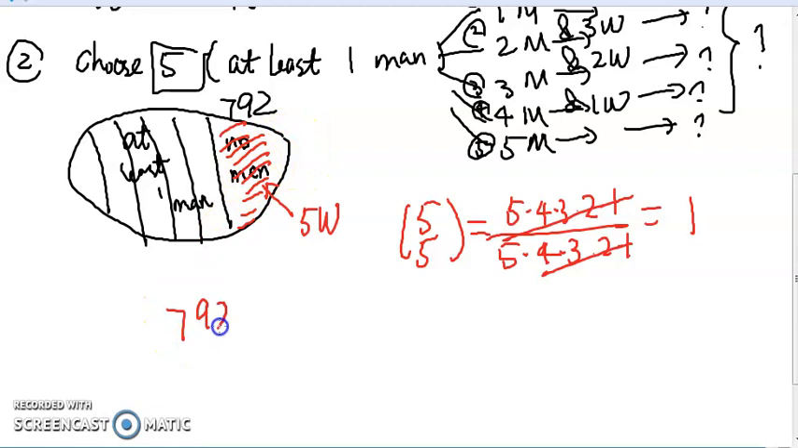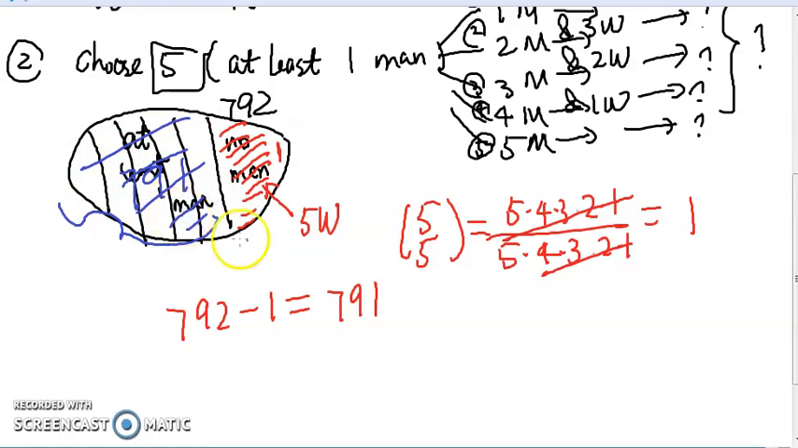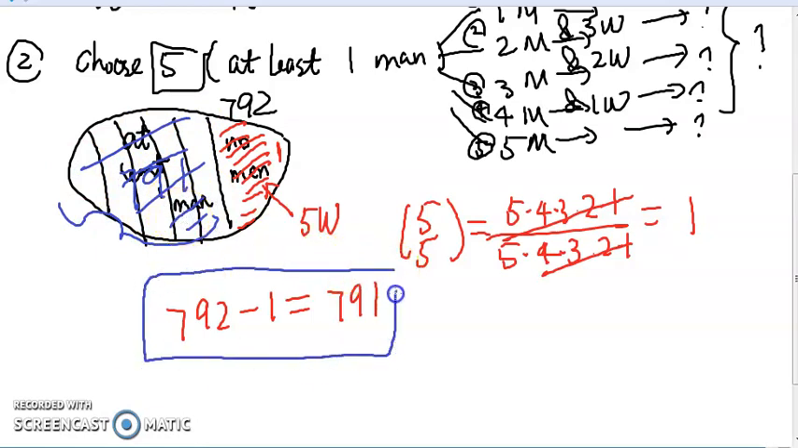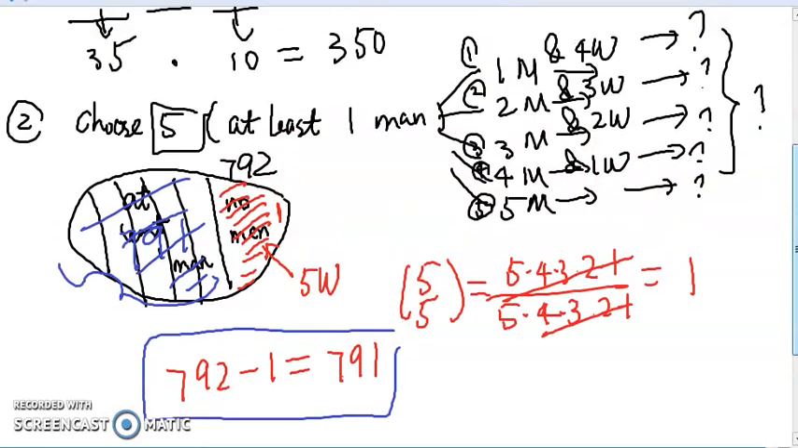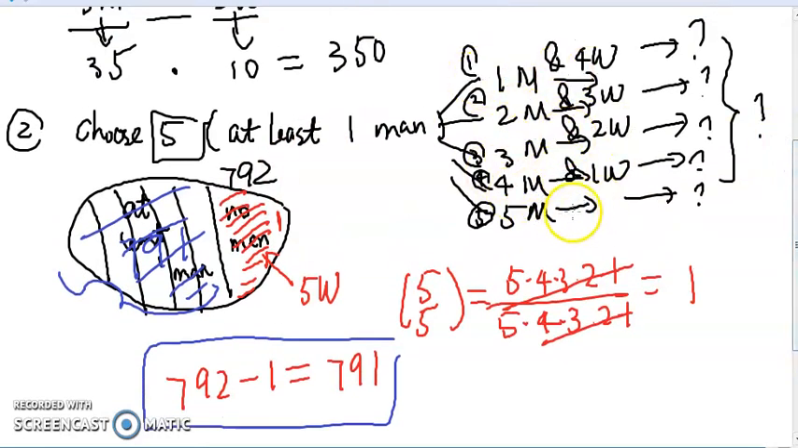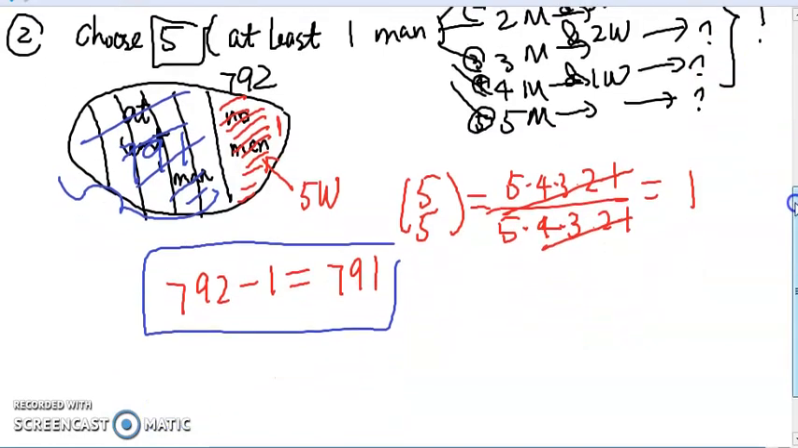So we're going to subtract that 1 way from 792. It gives us 791, which tells us about all of the rest of them, 791 for at least 1 man. So when we do this, we only have to do 1 case and subtract it from the total. And that will give us the answer. So instead of doing 5 different cases and adding them up, you should still get 791. All right, now let's look at the next question.